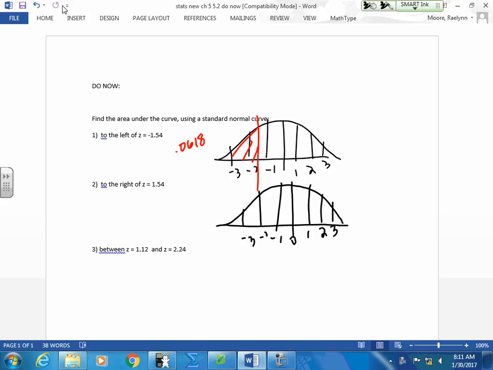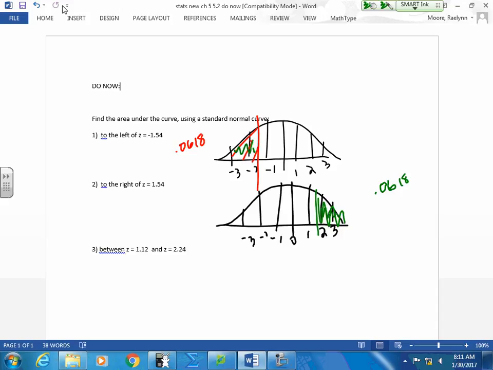And this time I'm looking for a positive 1.54, and I want the area to the right. Without even looking up in your table, what's your answer? Same as that one, right? Isn't it the same thing? Don't we have symmetry to the left and to the right of the 0? Your curve is symmetric. So this little area over here is the same as this little area over here.